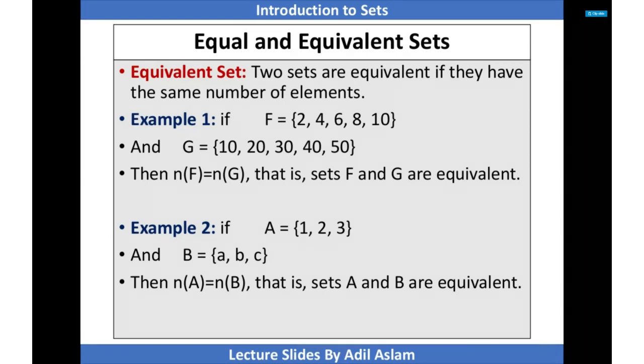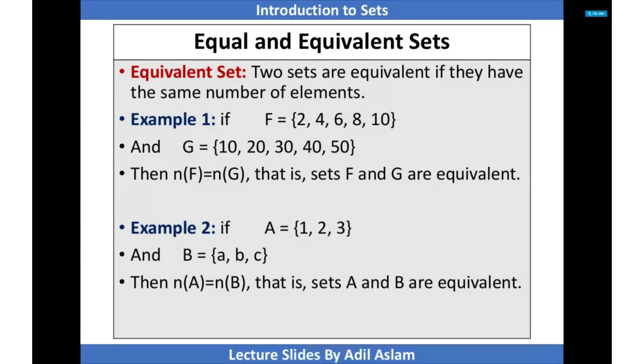Okay, so for equivalent sets, we are talking about the numbers, the cardinality of the sets. We know about the cardinality of sets. How many elements are there? Then we can say those two sets are equivalent.